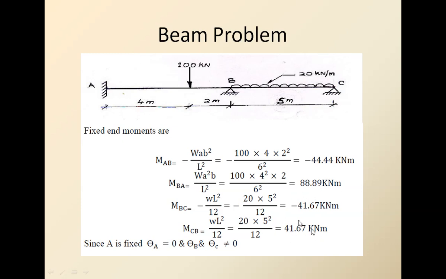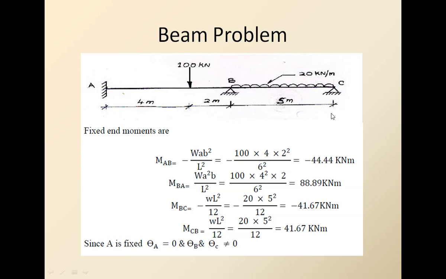Similarly, for the second span we have UDL. So the magnitude of fixed end moment is WL squared by 12. So here it is negative. At support C it is positive. So first we are assuming that there is no rotation at the joint. All joints are assumed as fixed.